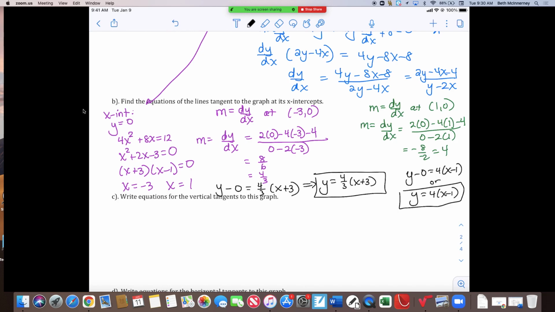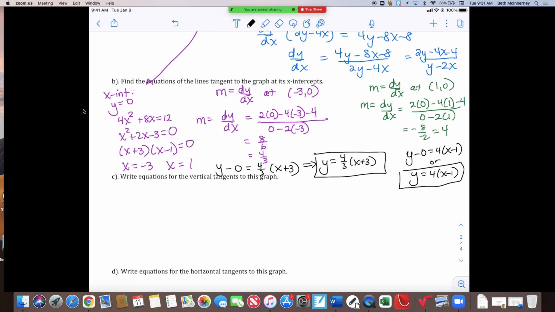Making sense? All right. Part C, this is the one that I think we may have struggled with. It said write equations for the vertical tangents to this graph. Is there anybody who is feeling confident about this? I'll tell you the answer was x equals 3 halves. Daly, did you get it? Yes, exactly. That is awesome.